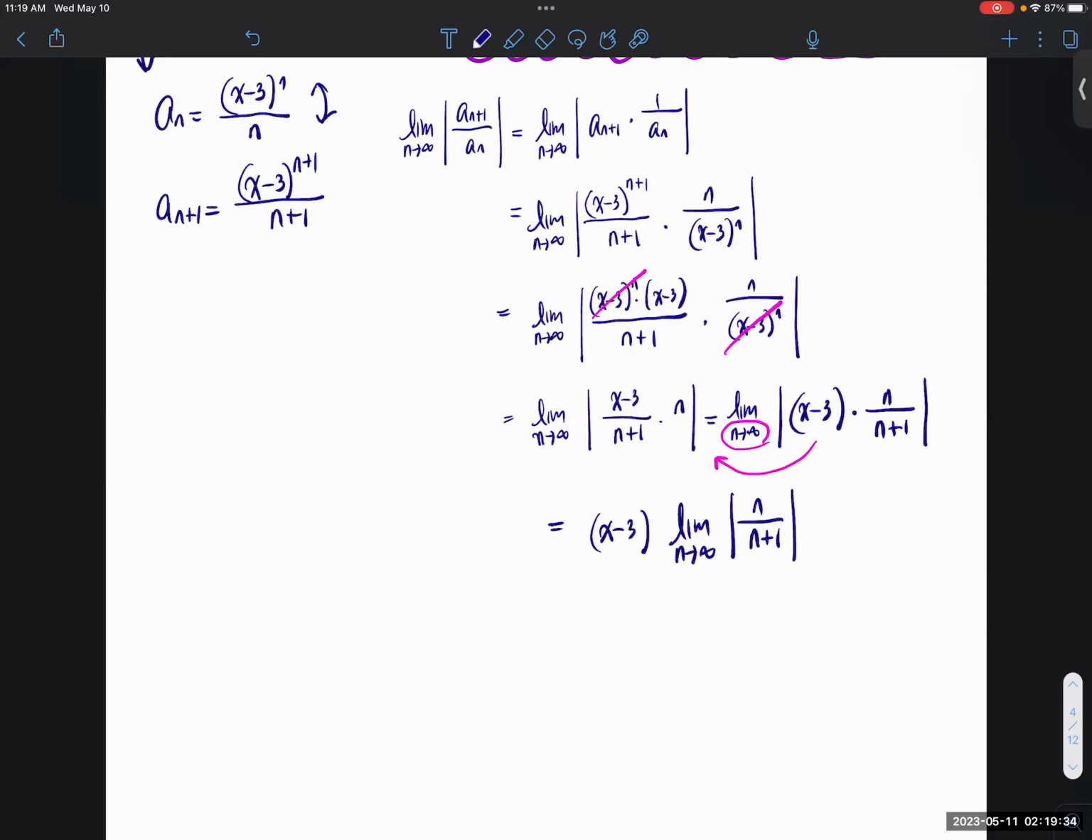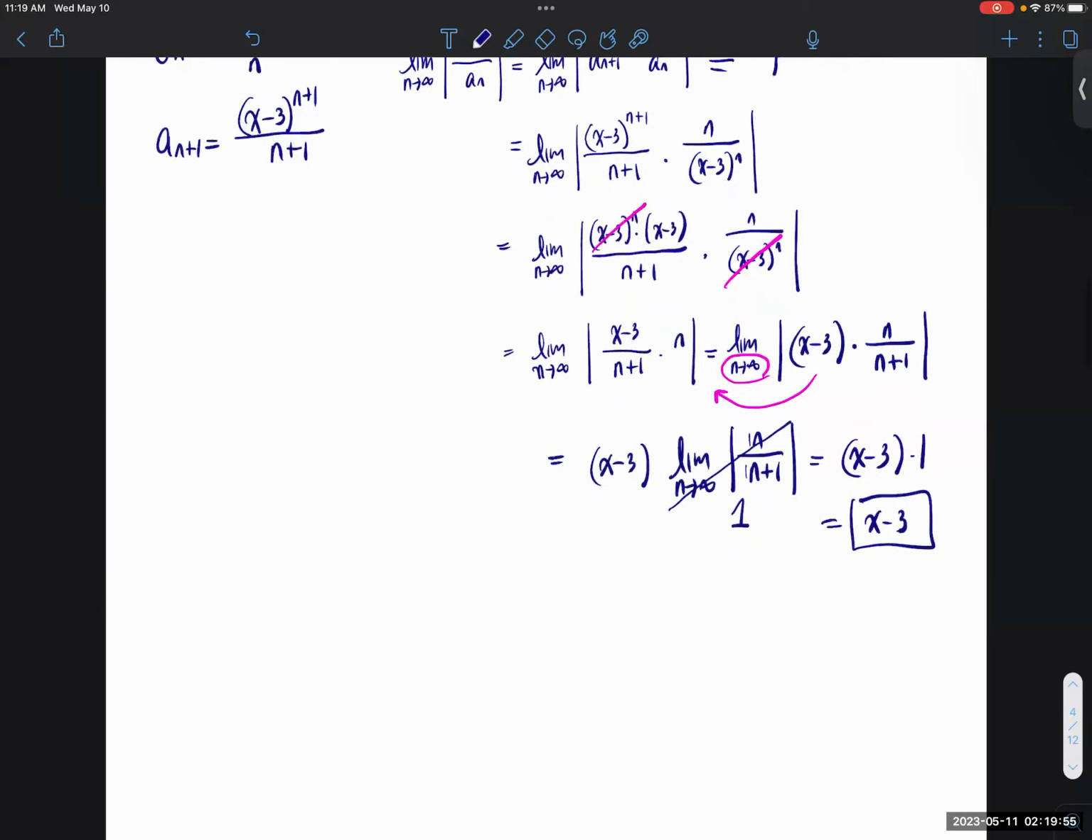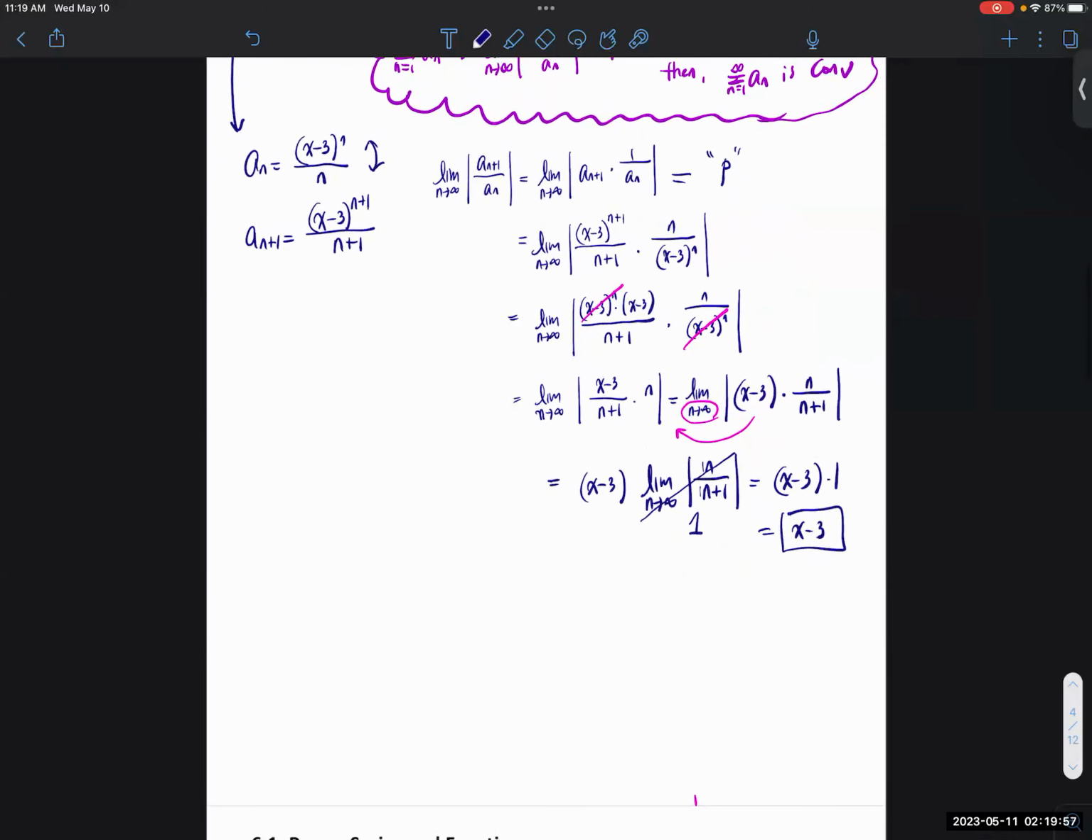Now they have top and bottom the same coefficient, n to the 1, n to the 1. So you are just reading the leading coefficient. This is going to be an invisible 1, so 1 over 1 is 1. (x minus 3) times 1 is x minus 3. So this is your P. We found out P equals x minus 3 so far.